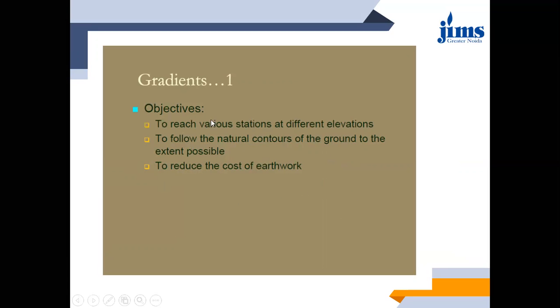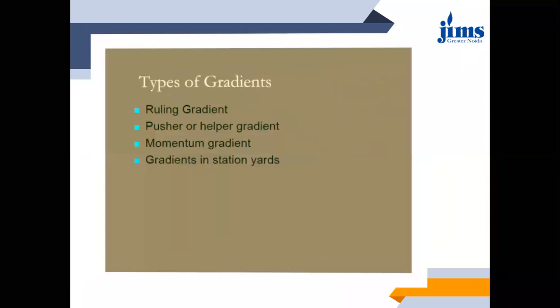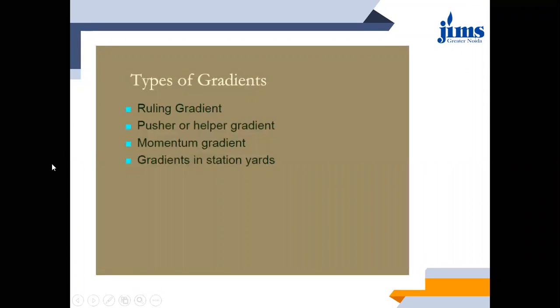So all you can do is alter up to some extent. That is, if there is a certain steep gradient, you can convert it into a mild gradient. Or if two gradients are meeting at a very sharp level, you can modify that particular thing, but you cannot alter it completely. So there are four types of gradients: ruling gradient, pusher or helper gradient, momentum gradient, and the gradient which is used in station yards.